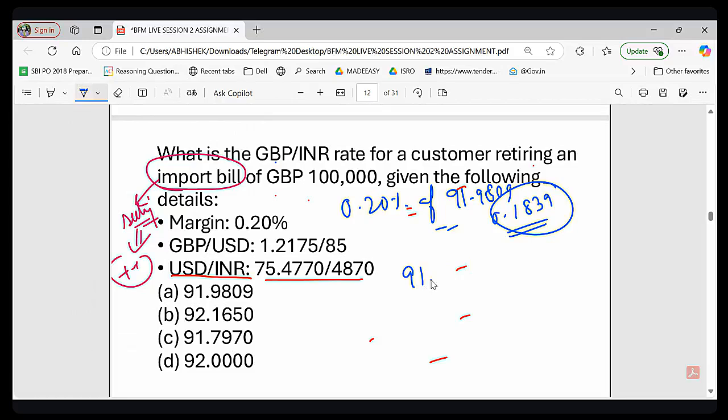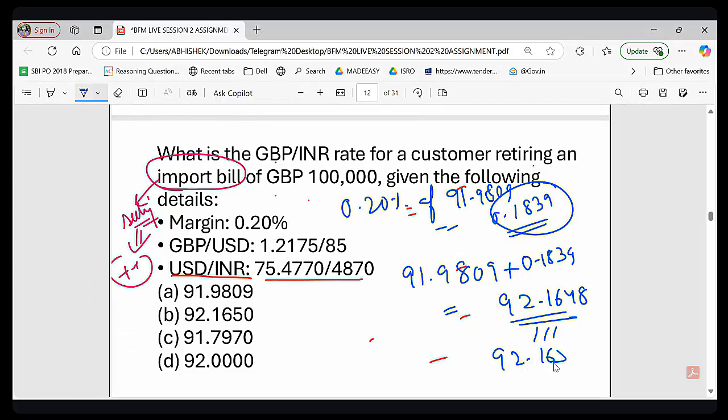So 91.9809 plus 0.1839, how much will we get? We will get 92.1648. If we round it off, we will get 92.1650. So the final answer, that is GBP per INR applicable for the import bill, is 92.1650, and the correct answer is option number B.